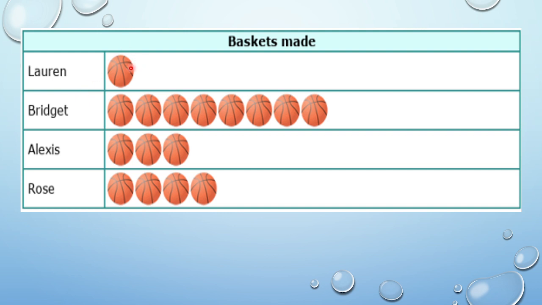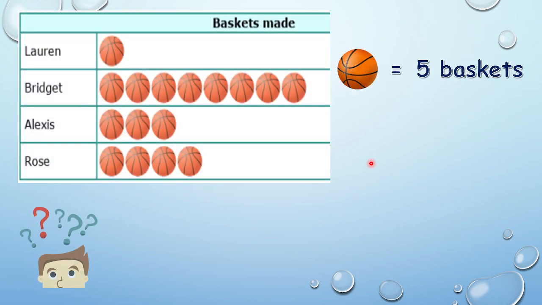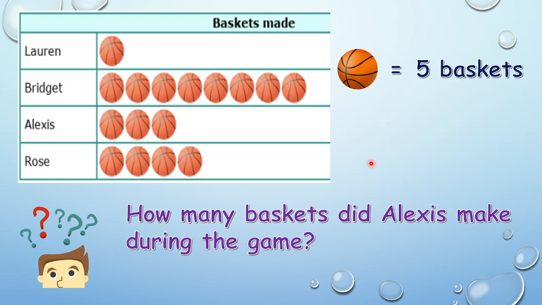One picture is equal to 5 baskets. For example, Lauren has 1 ball. 1 ball is equal to 5. So it means Lauren was able to shoot the ball 5 times. Understand? Okay. So the first question is, how many baskets did Alexis make during the game? Alexis has 3 pictures. Each picture is equal to 5. So Alexis got 15 baskets. She was able to shoot 15 times.